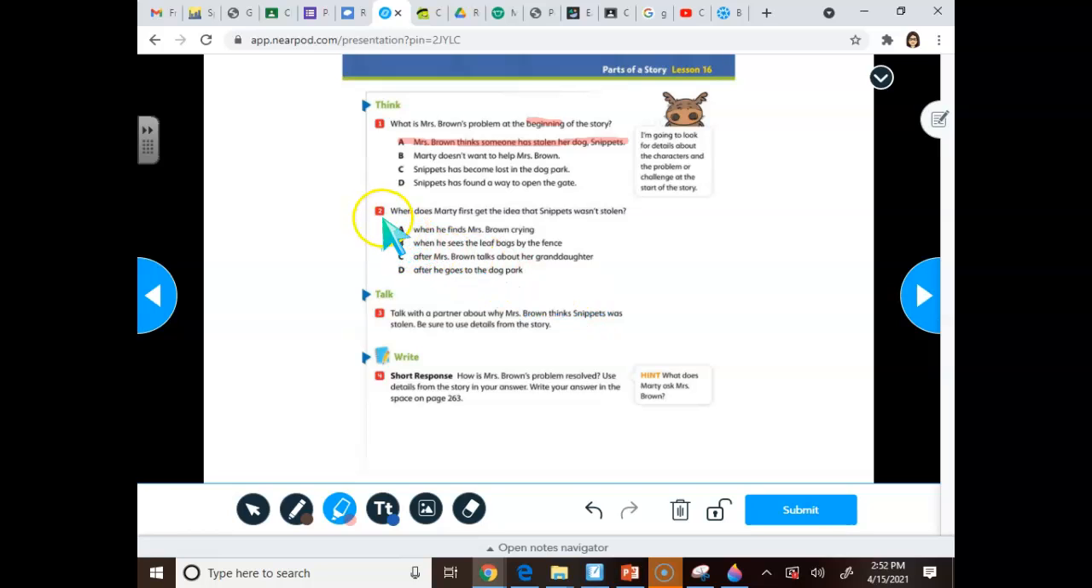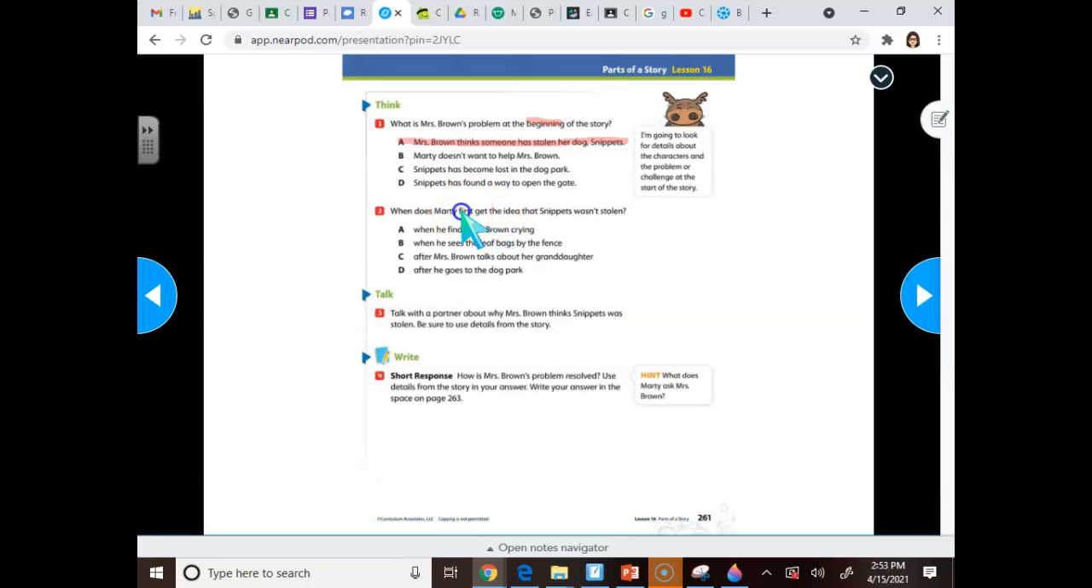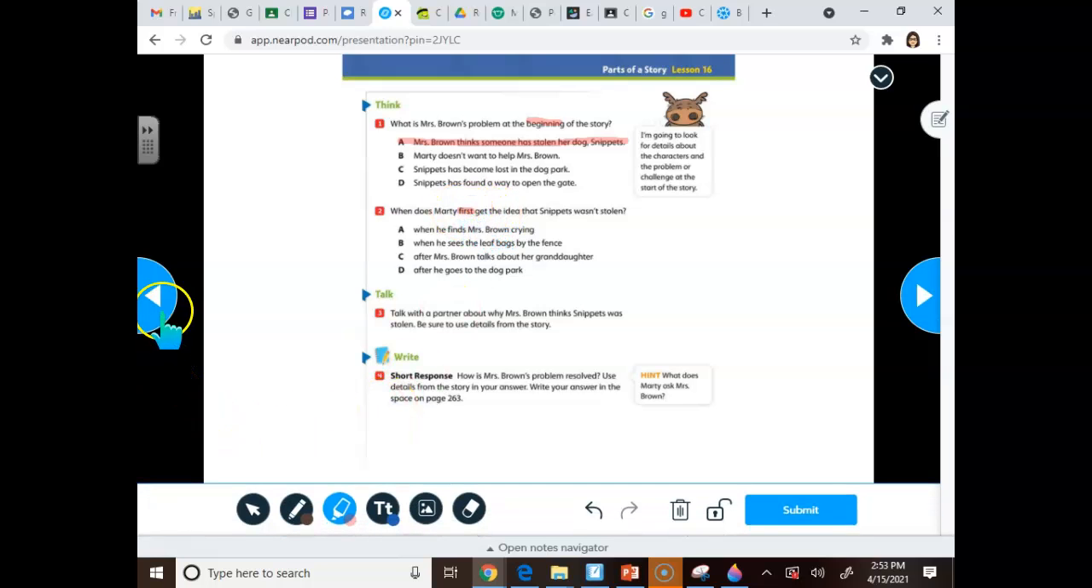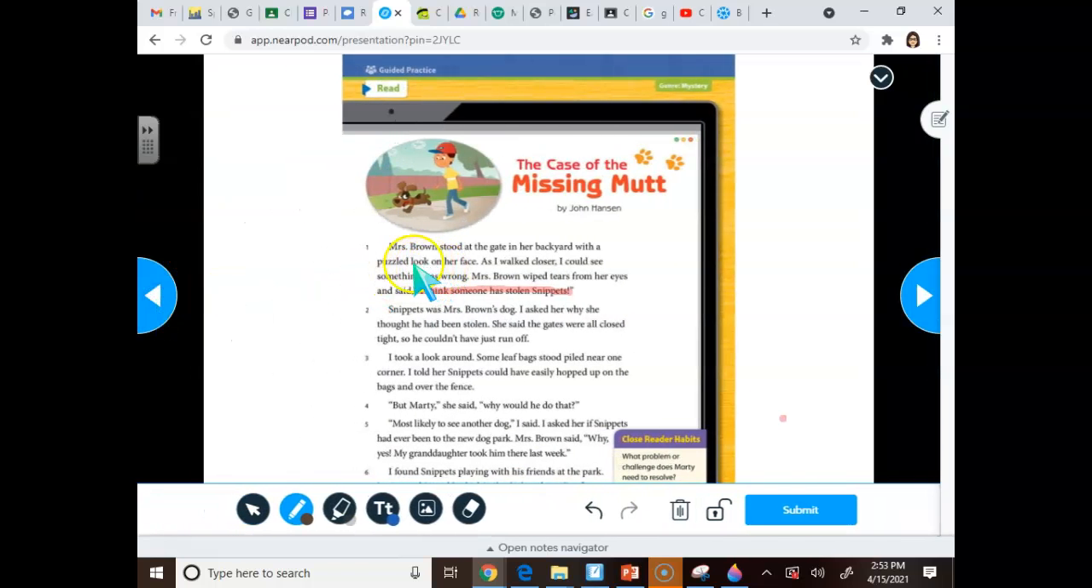All right, number 2. When does Marty first get the idea that Snippets wasn't stolen? All right, was it when he finds Mrs. Brown crying? When he sees the leaf bags by the fence? After Mrs. Brown talks about her granddaughter, or after he goes to the dog park? All right, so we're looking for the first idea that he has. So let's start from the beginning. So he asks her what's wrong. She says, I think someone has stolen Snippets. All right, so then let's read from there.